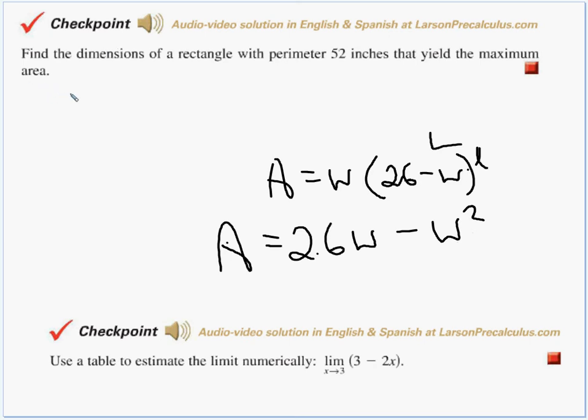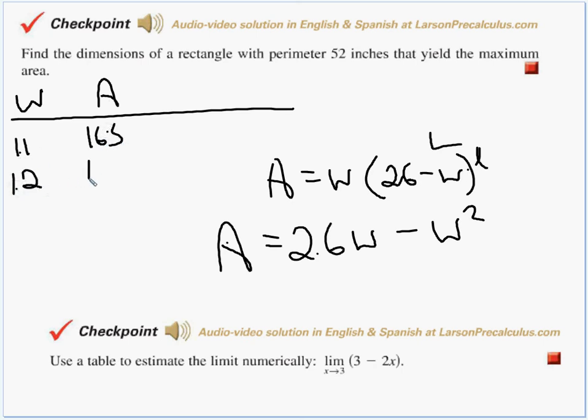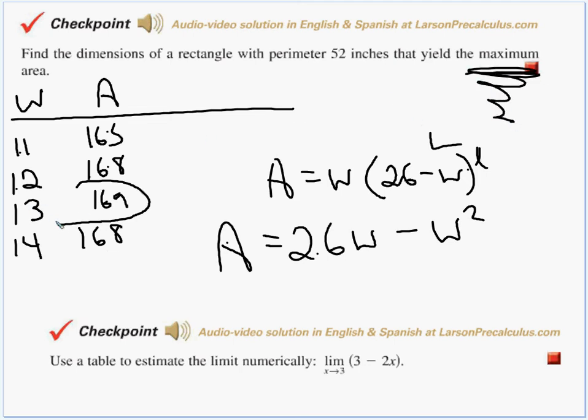And I gave you the hint, start checking, because the W's, we did W was 11. Our area then I got was 165. When I did the width was 12, I got 168, so it got bigger. 13, I got 169, so it got bigger. 14, 168, so I went back down. So here is our peak, our maximum, and that occurred at width 13.